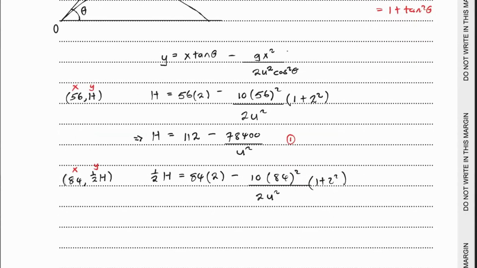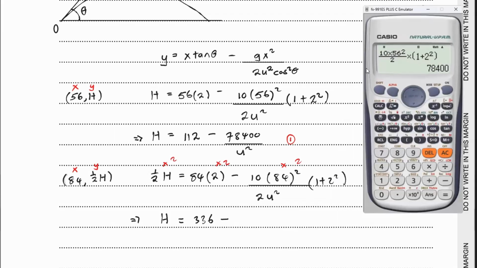So basically, we have half h equal to that. What I'm going to do is simplify it all at once: I'll multiply all the terms by 2. On the left side we are remaining with h. On the right side, 84 times 2 times 2 will give us 336, and that's minus. Now I'm going to simplify all the constants, so I'll bring up my calculator again and type the whole thing in.